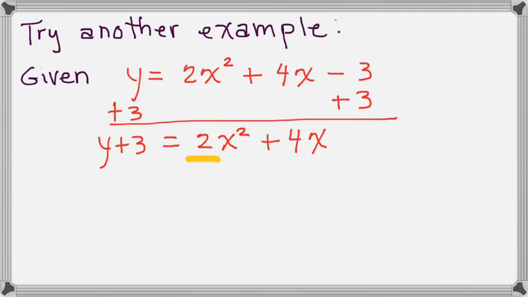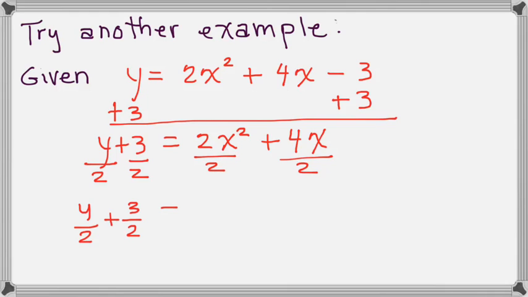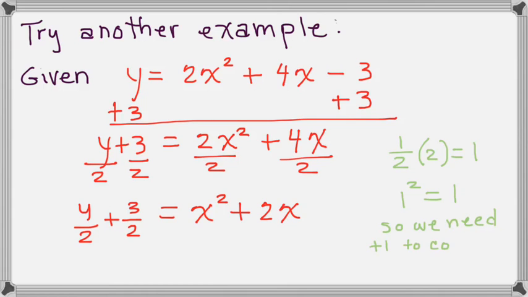But now we have this lead coefficient of 2, so we can't complete the square until we have that out of the way. So in order to undo multiplication, we have to divide. So we're going to divide every term in the entire equation by 2. So what happens then? We'll just leave the left-hand side in fraction form, but the right-hand side simplifies to x squared plus 2x. Now what do we need to complete that square? Well, we take half of the linear term coefficient, and that gives us 1. We square 1, and that gives us 1. So we need plus 1 to complete the square.